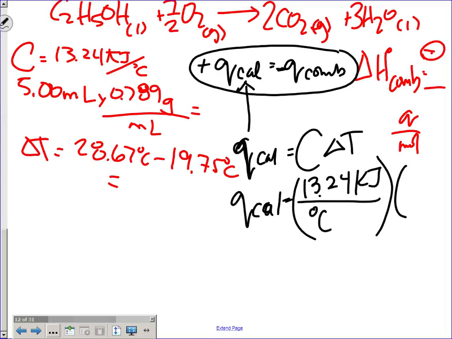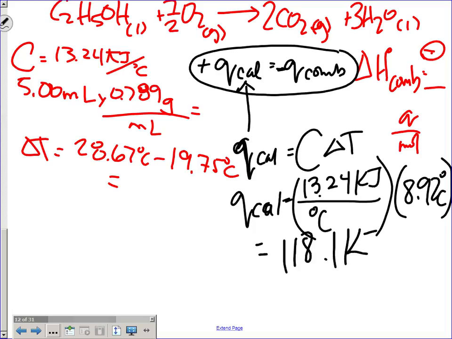And then my degree C change is, what is it? 8.92 degrees Celsius. So when I multiply, I get Q cal is 118.1 kilojoules. So this is my Q cal. This is my amount of energy that's being absorbed by the reaction.